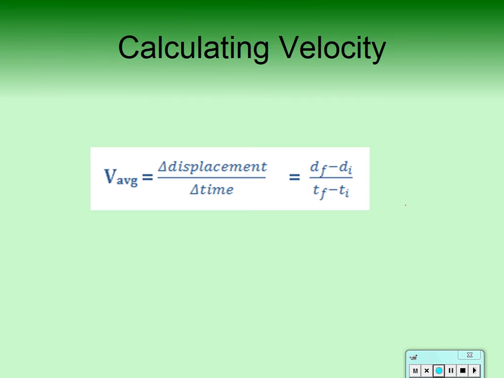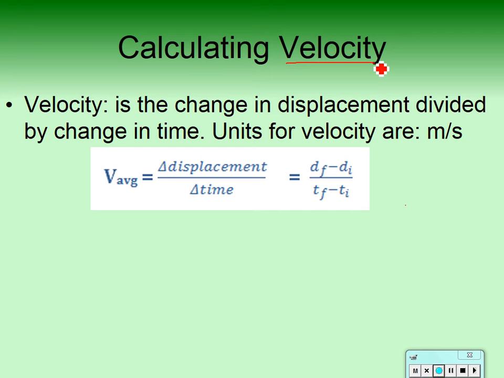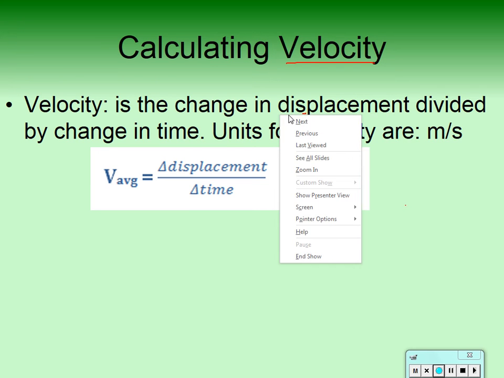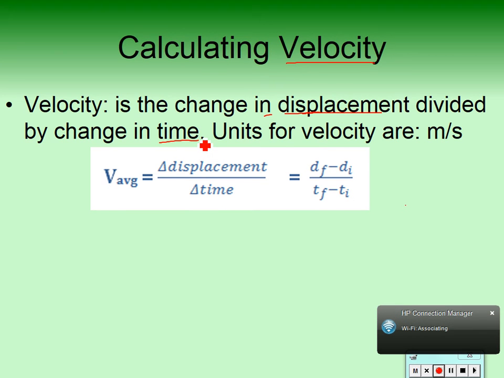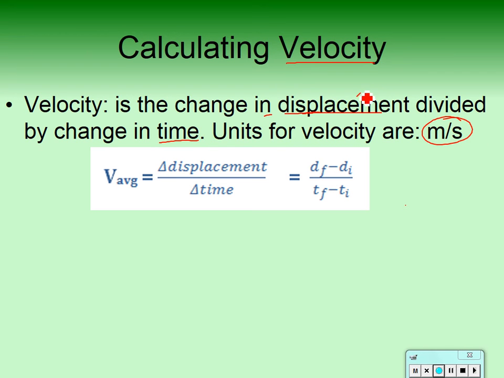Okay, let's go on. Let's talk about calculating velocity. So we've talked about speed. Now let's talk about velocity. How we calculate it. It says velocity is the change in displacement divided by the change in time. So it's not distance anymore. Let me remind you, this is displacement divided by change in time. And so the units for velocity are, again, meters per second, because displacement's measured in meters, and we're dividing it by the time, which is in seconds, so again, it's meters per second.